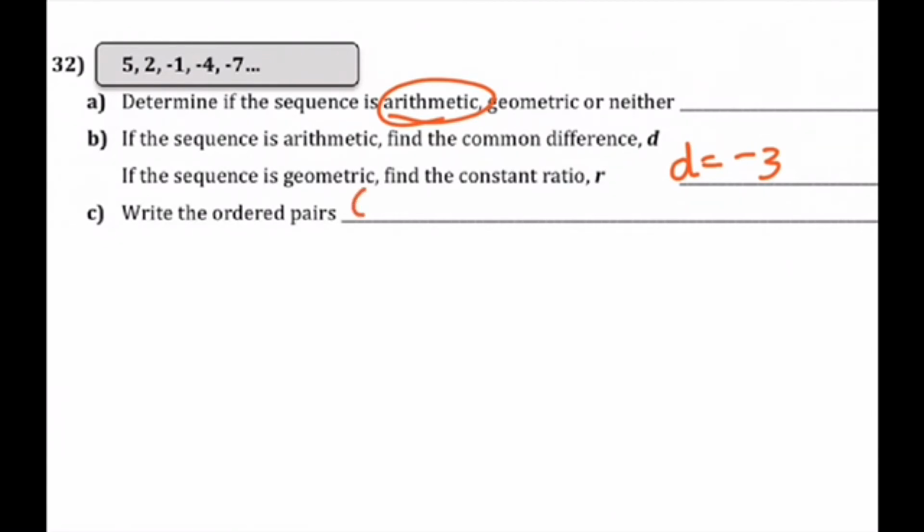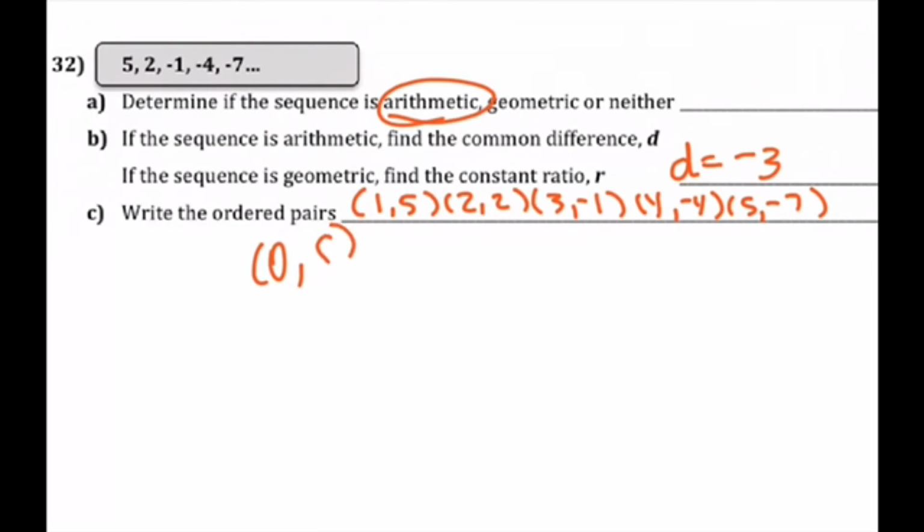Okay, now write the ordered pairs. So, we're going to start with 1, 5, and 2, 2, 3, negative 1, 4, negative 4, and 5, negative 7. Depending on what we're doing, we could also throw in 0, 8. Okay, Jessica, what were you going to say? I was just going to ask if you wanted us to write the 0. You don't have to on this, but it's something that we're going to want to know later, so it's not a bad idea to write that in there, but you don't have to because it's not listed. It's kind of like you don't have to write anything beyond the 5th term because it's not listed there. So we could figure out what the 6th term is, but we don't have to list them all.